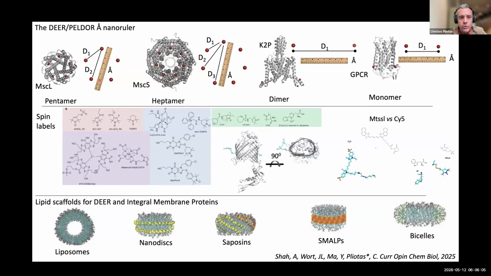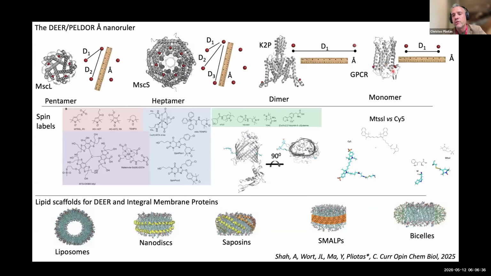So we introduce cysteines on our proteins, and then we modify them with MTSSL spin label, which looks like that. And then what we end up with is a very high resolution nanoruler, which allows us to measure distances between different spin label sites. So if you have, for instance, a pentamer, you would expect to get 2 distances due to pentagon symmetry. If you have a heptamer, then you get 3. If you have a dimer, you expect to have 1 distance.